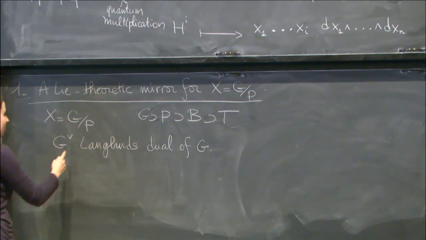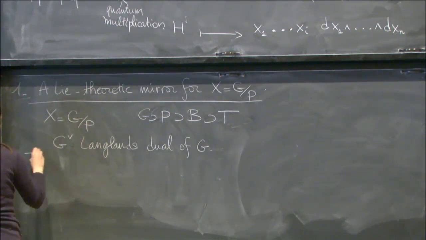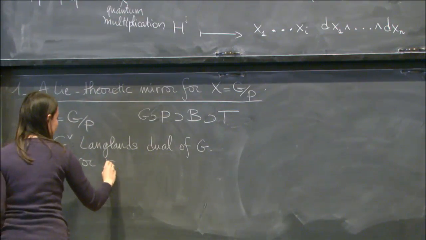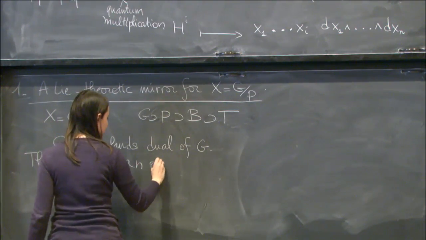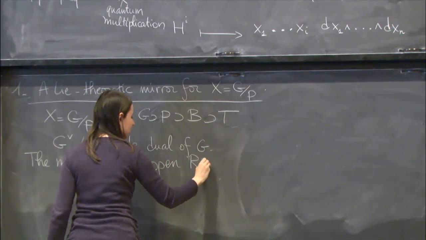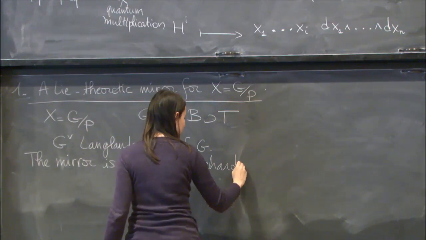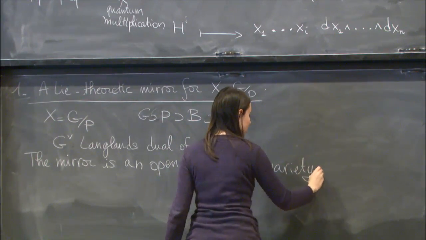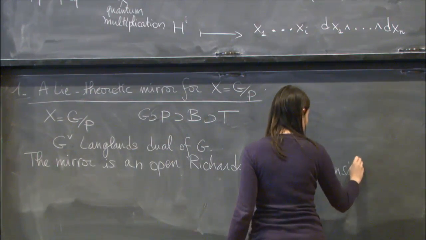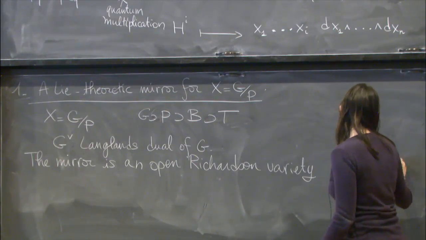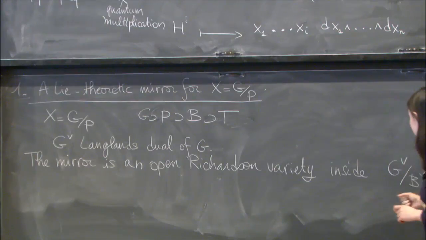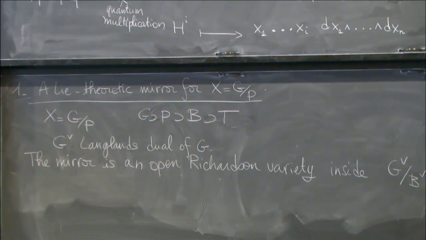But anyway, so the mirror is an open Richardson variety inside G check mod B check. So that's the original version for the mirror. So that's the full flag variety with respect to the Langlands dual group.